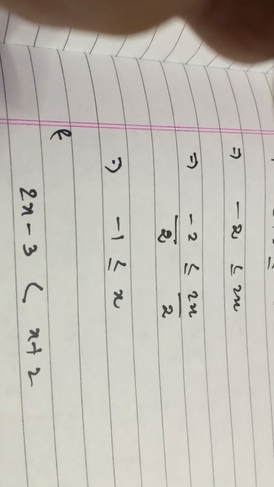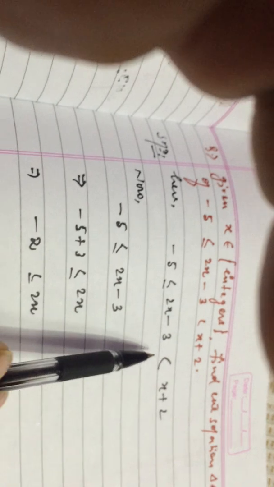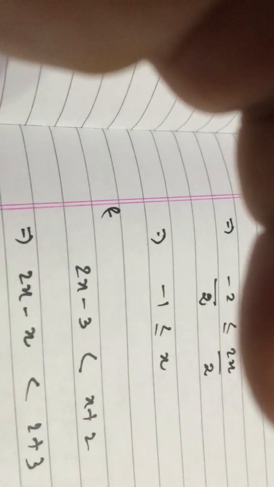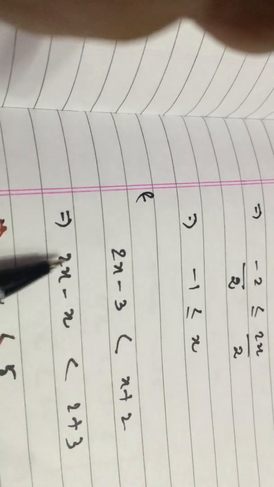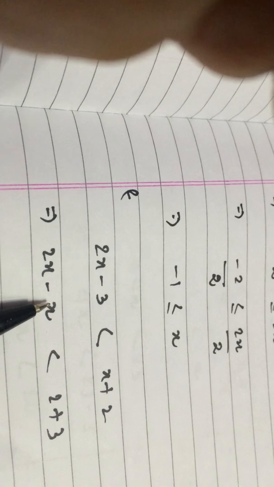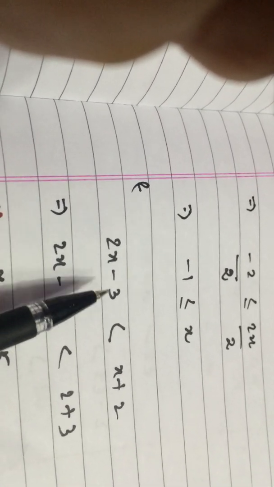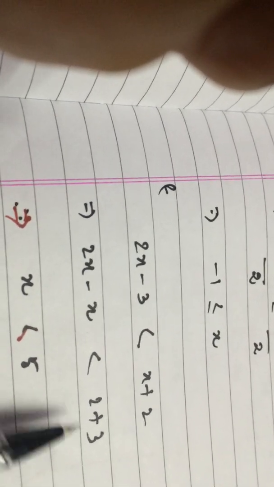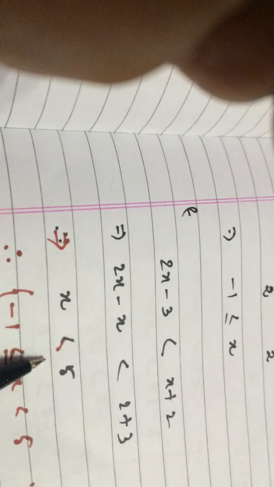The other part of the same inequation is 2x minus 3 less than x plus 2. 2x is written the same, and transferring this positive x from this side to this side, it becomes negative. Minus 3 transferring from this side to this side becomes positive 3. So 2x minus x is x, and 2 plus 3 is 5.